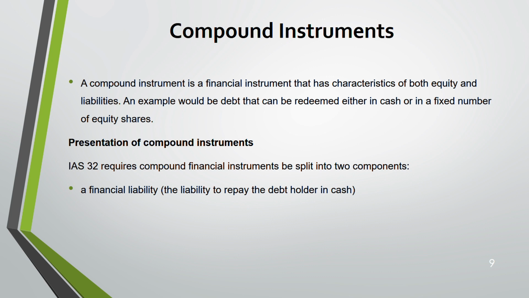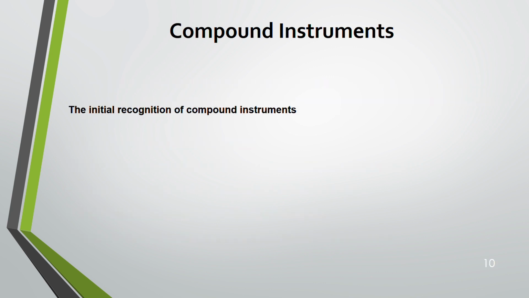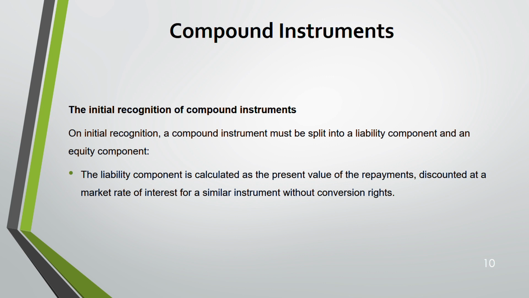A compound instrument needs to be split into two components. One, financial liability, two, equity. Financial liability means the liability to repay the debt holder in cash, and equity is the option to convert into shares. Okay. These two elements must be shown separately in the financial statements. You cannot show them together. And how do you initially recognize this? Split it into liability and equity component.